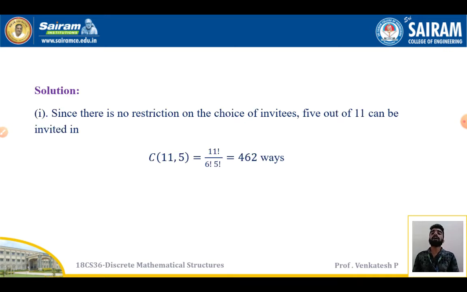First, in the first case, since there is no restriction on the choice of invitees, 5 out of 11 can be invited in C(11,5) ways. It is given by 11 factorial by 6 factorial into 5 factorial. It will be equal to 462 ways.